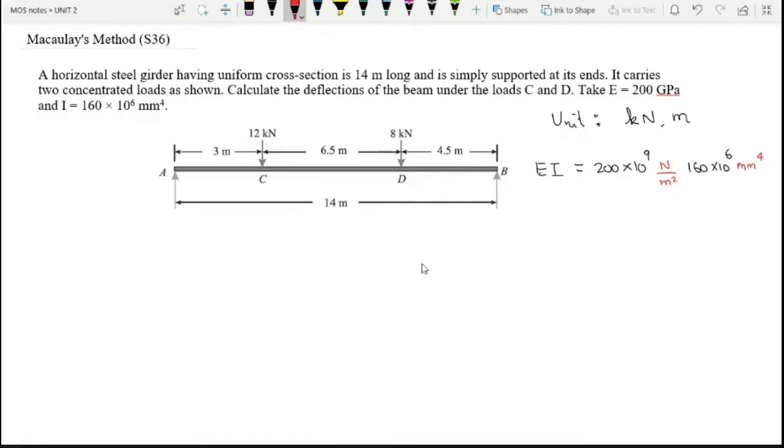So most of them will make mistake here, because I made my unit as kilonewton and meter. So you convert everything as kilonewton and meter to solve it.